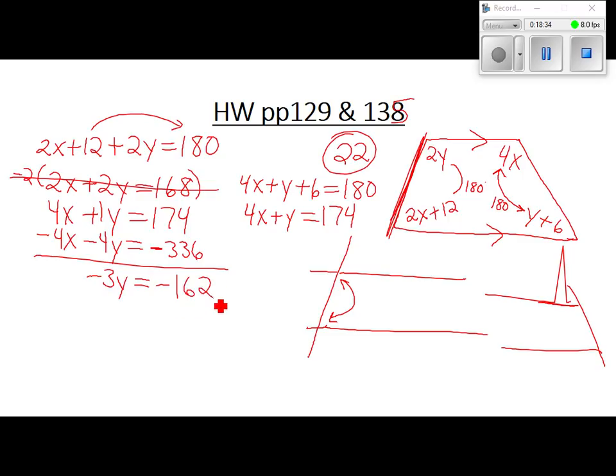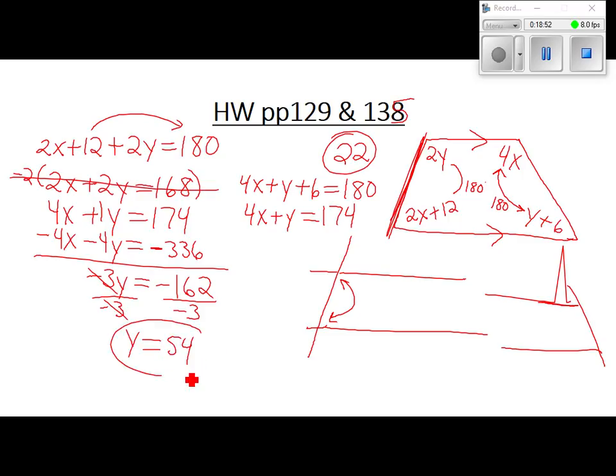Now, what's nice about this new equation right here? There's only one y. One variable in it, so we can actually solve it. How do you solve it? Divide by -3. So y equals what? 54.